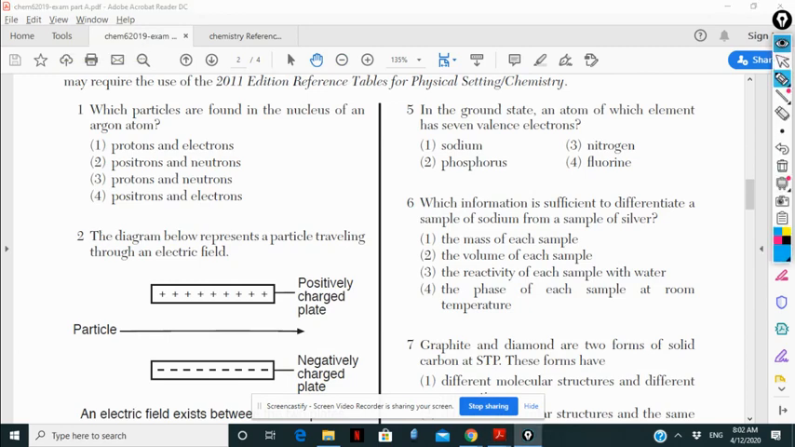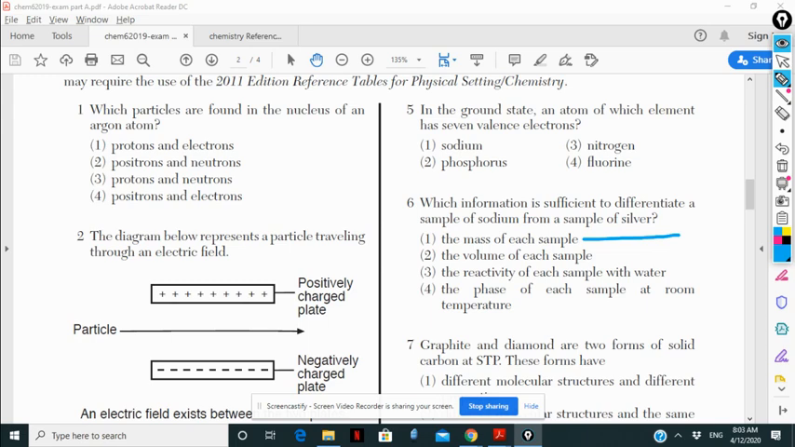Question number 6. Which information is sufficient to differentiate a sample of sodium from a sample of silver? The mass of each sample, the volume of each sample, the reactivity of each sample with water, the phase of each sample at room temperature. Look, the mass isn't sufficient because it's not a specific character.